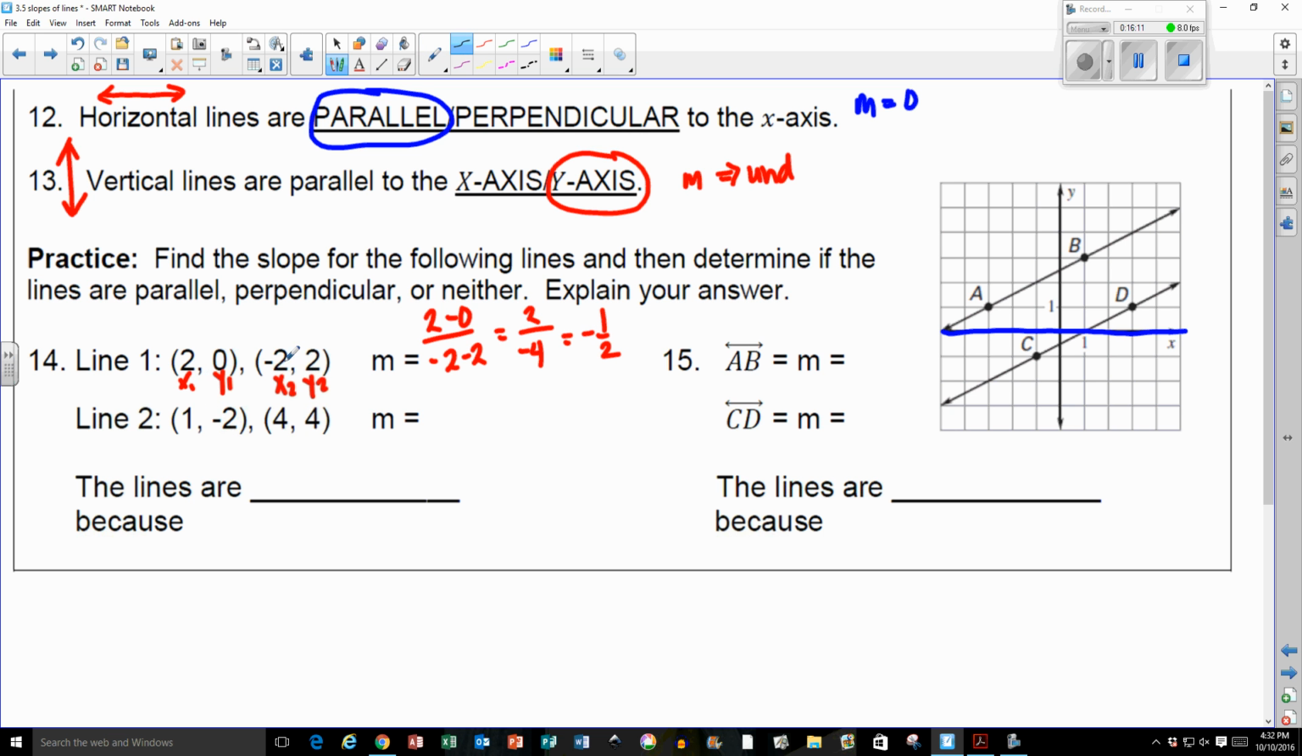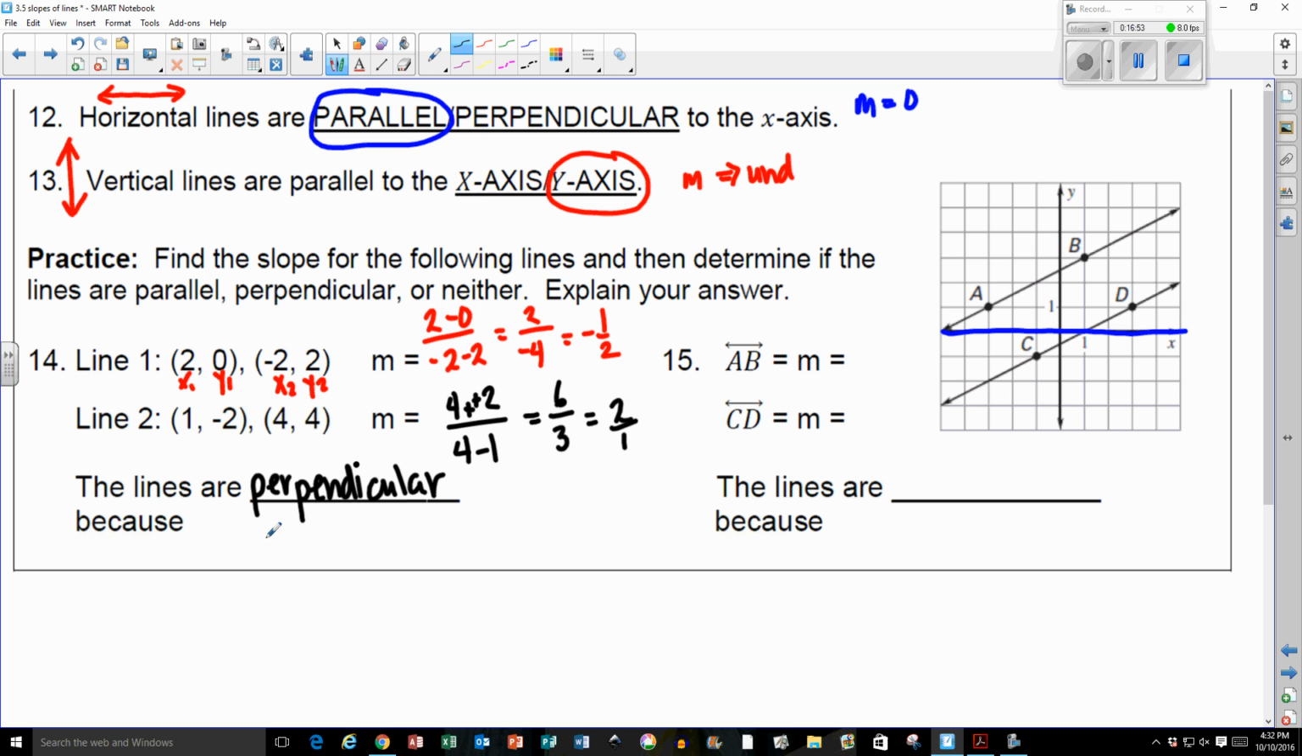So same x1, y1, x2. So I'm going to go 4 minus negative 2 over 4 minus 1. So this is 4 plus 2 is 6. 4 minus 1 is 3. 6 divided by 3 is 2. So if I multiply them, these are going to be opposite reciprocals because I have a negative 1/2 and a positive 2 over 1, basically. So they are opposite and reciprocals. So the lines are perpendicular.